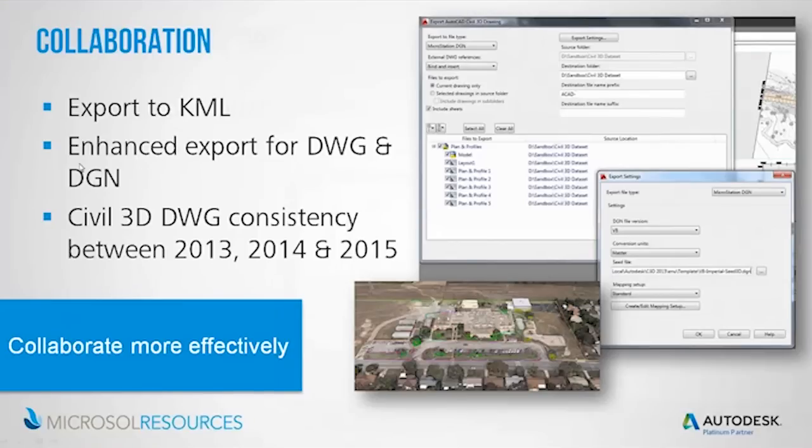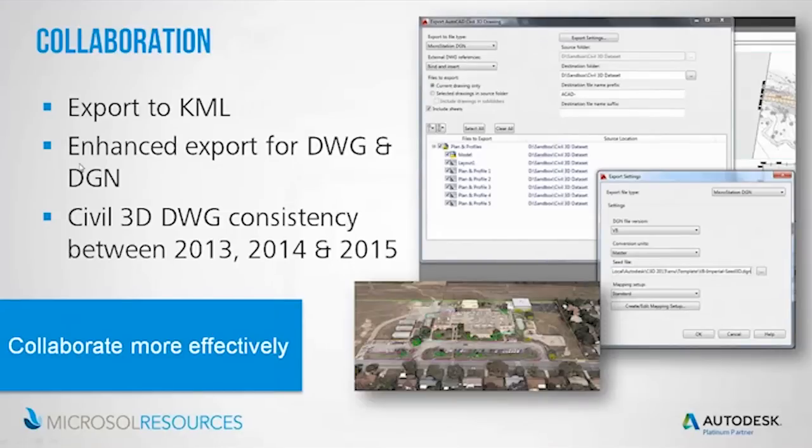And the enhanced export of DWG and DGN data, so DWG files and MicroStation DGN files. There's a whole process now for being able to export and import those types of files. Obviously, MicroStation and AutoCAD is proprietary to DWG, but you'll see that there's a significant improvement in the way that AutoCAD allows you to bring in MicroStation data.